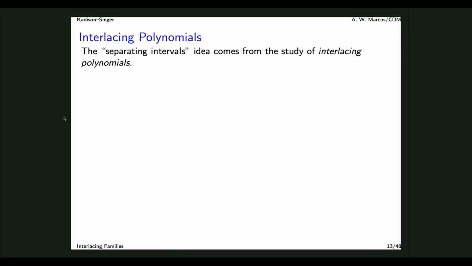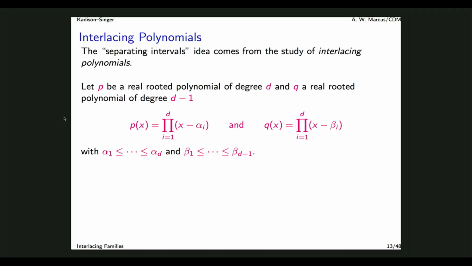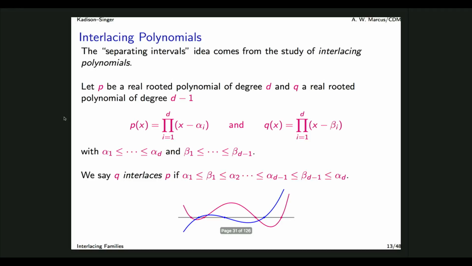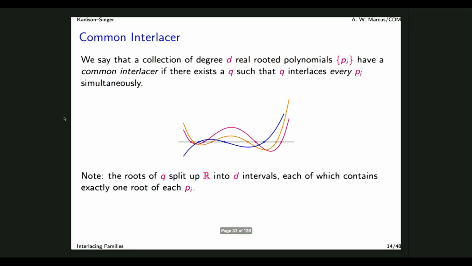So this idea of separating intervals comes from, as Nikhil had mentioned, the study of interlacing polynomials. If p is a real rooted polynomial of degree d, and q a real rooted polynomial of degree d minus 1, with roots alpha and beta, then we say Q interlaces P if in between all of the alphas there's one beta. So here you can track them, it goes pink and then blue, and then pink and then blue, and then pink and then blue, and then pink. So that's an interlacing polynomial.